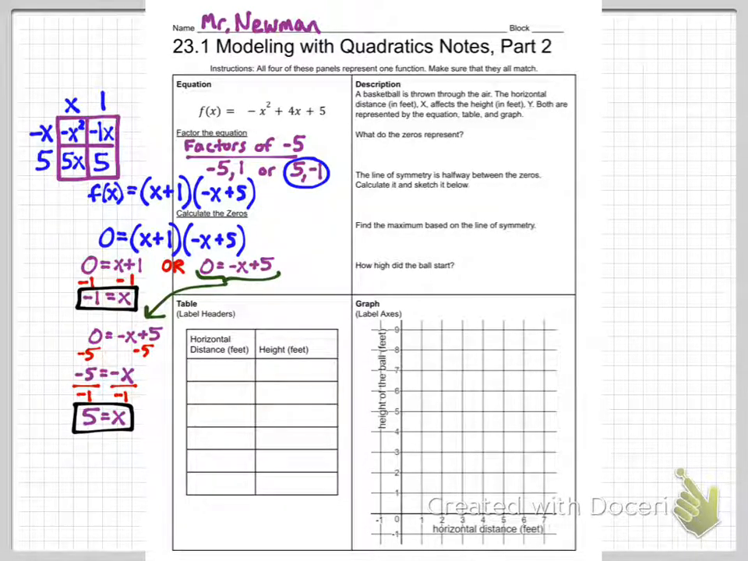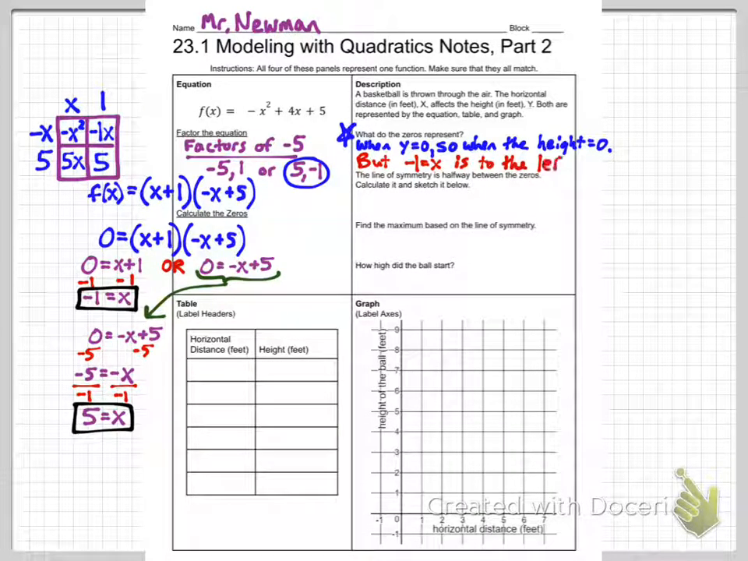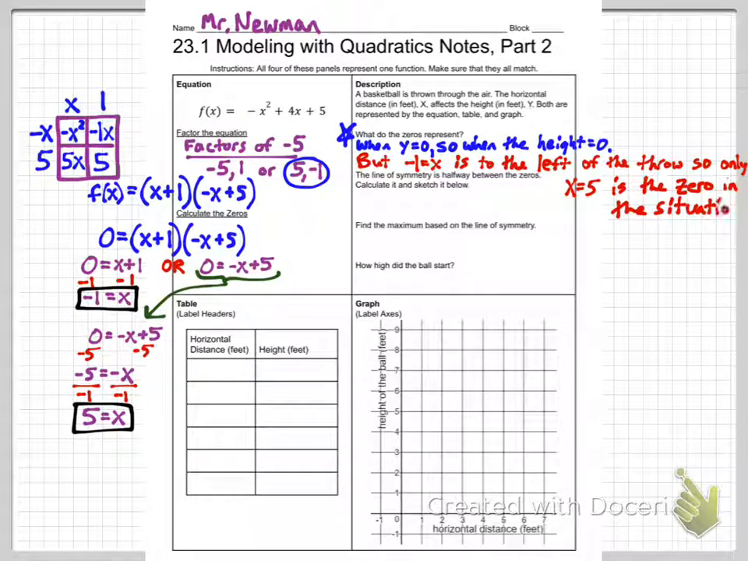Next question is, what do the zeros represent? Well, they represent when y is 0. In other words, when the height is 0. Now that makes sense for one of these two, but it does not for -1, because that's to the left. So only x equals 5 is the 0 in the situation. So what do the zeros represent? Well, x equals 5 is when the height is 0. So I'm going to put that in the table. We'll fill out the table as we go. The point is right down there, 5, 0. Because when you plug in 5, you get a 0.